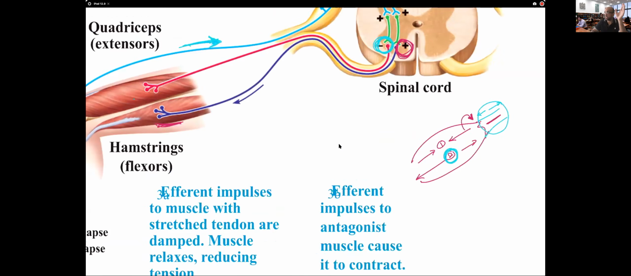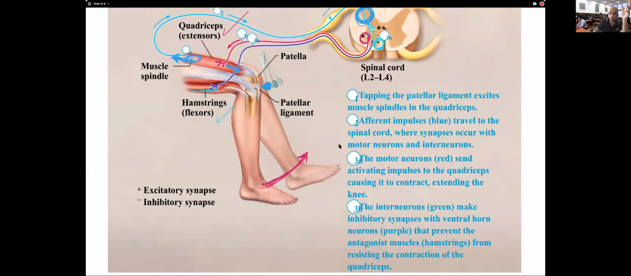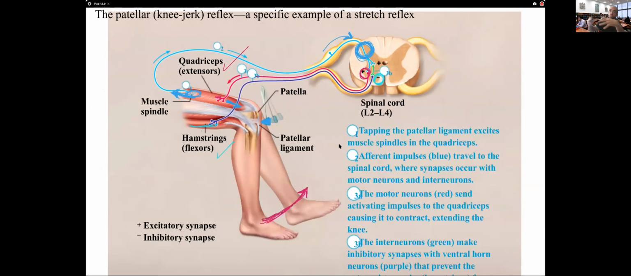So what's gonna happen again? If I'm stretching the tendon, the muscle whose tendon got stretched is gonna be relaxing, and the opposing muscle, the antagonist muscle, is the one that's gonna be contracting. And this is the exact opposite of when I stretch the muscle itself. When I stretch the muscle itself, the stretched muscle is gonna be contracting, and the opposing muscle is the one which is gonna be relaxed.